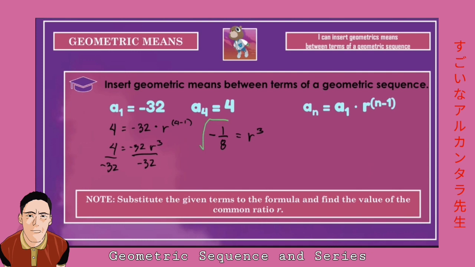Yep, it's correct. So get the cube root of this one. Again, why is it cube root? Because that's the exponent of the variable that we are trying to isolate. So the answer here is negative 1/2 as our common ratio. So our first term is negative 32. Our next one is positive 16. Our next one is negative 8. And our next one is positive 4. So first term, second term, third term, fourth term. So our geometric means are 16 and negative 8. Those are the ones that we have inserted.